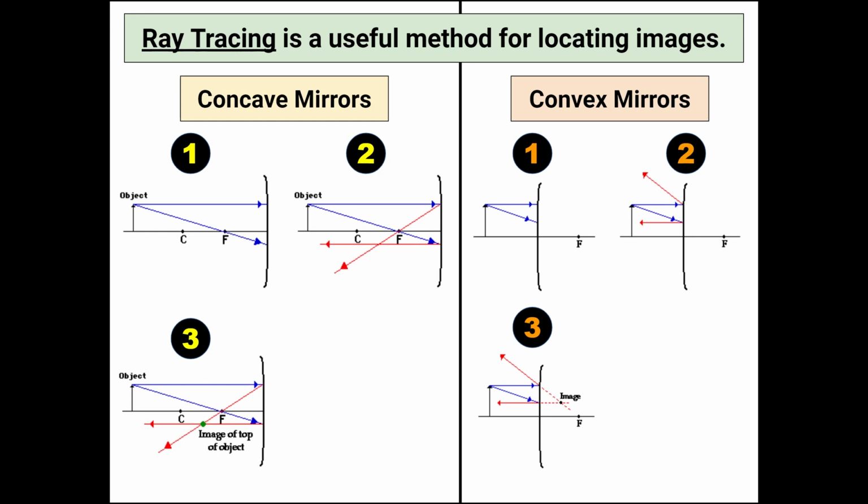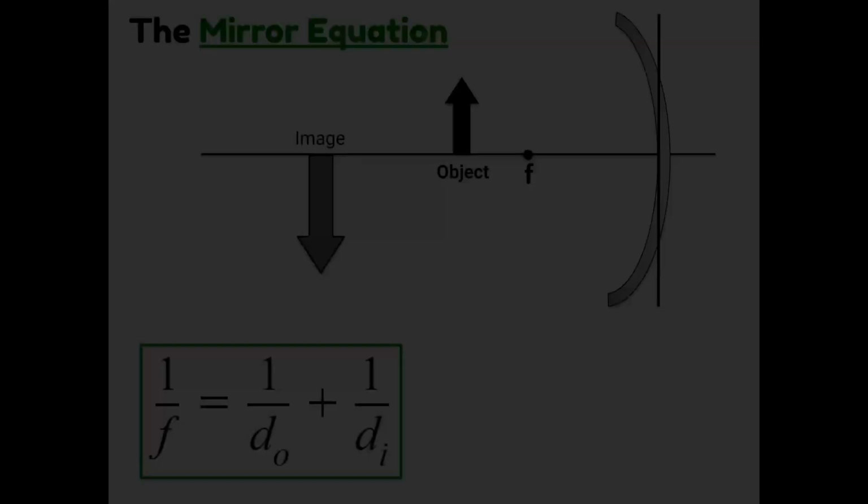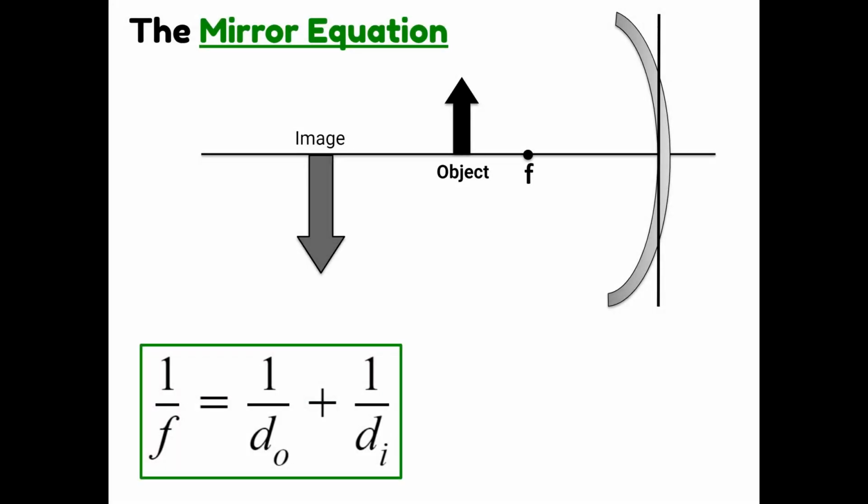So the fourth and final step is simply to draw an image, which in the case of drawing an arrow as your object, you would also draw an arrow as your image. And if you have an image that has ended up below the principal axis, as we do on the left for the concave mirror, you would draw it upside down. And if it ends up above the principal axis, like it does for the convex mirror, then you will draw it right side up. So that's a quick summary of ray tracing, and you'll get much better and more comfortable with that as time goes on.